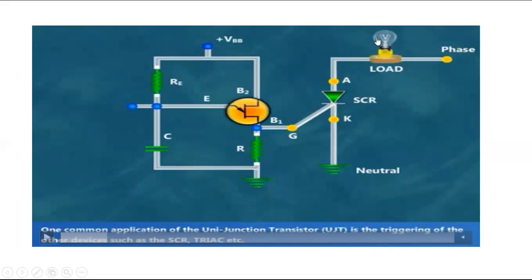SCR controls the brightness of the bulb, but SCR will be turned on when we are applying the gate pulse, when we are applying the pulse signal to the gate terminal. How to generate that pulse signal? We use the UJT, just now what we have discussed. So when the supply is on, pulse signal is generated by the UJT, that pulse signal is given to the SCR, then the brightness of the bulb is controlled. You can have a look at this one.